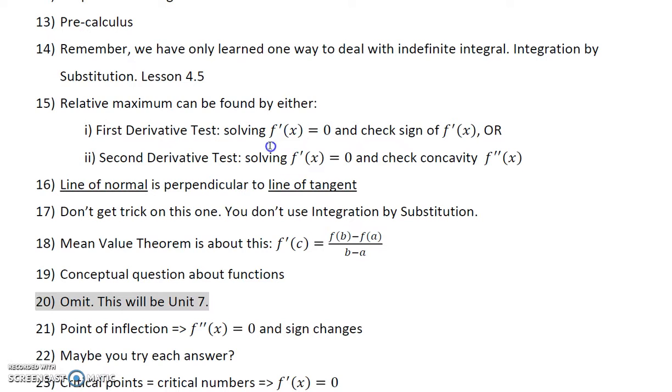Question 15 about relative maximum. So solve for f prime equal to 0, and then you find the answer. Okay. Question 16, line of normal.